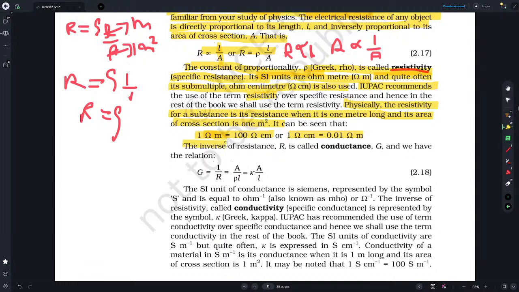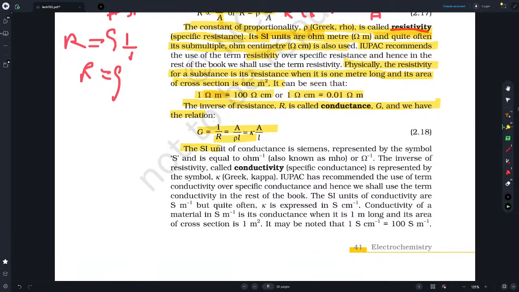The inverse of resistance R is called conductance, G, and we have the relation G equals 1 by R, or A by rho L, equals kappa into A by L. The SI unit of conductance is Siemens, represented by the symbol S, and is equal to ohm inverse, also known as mho or omega inverse. The inverse of resistivity, called conductivity or specific conductance, is represented by the symbol kappa, which is the Greek kappa.